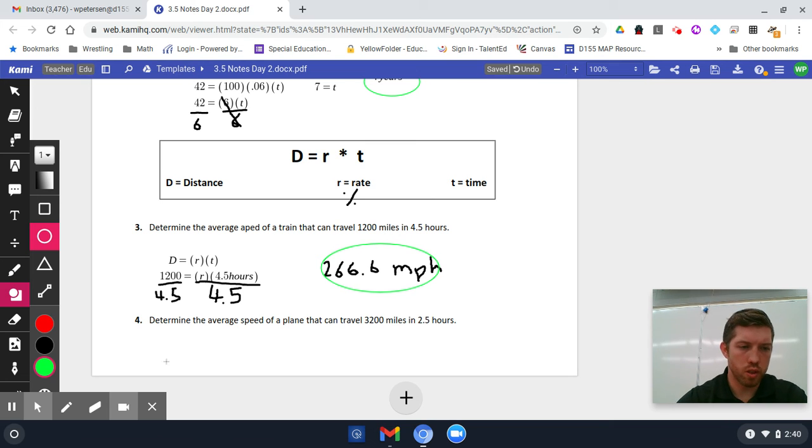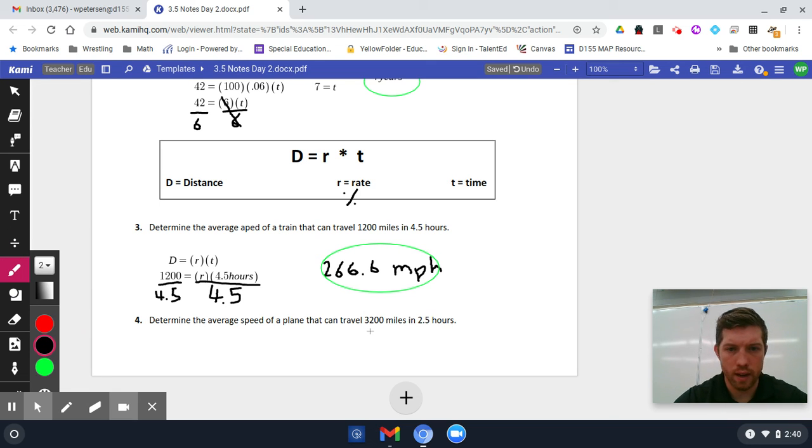All right, so we got a similar situation down here where we are given that we have to travel 3,200 miles in 2.5 hours. So we're going to take our 3,200 miles, and that is set equal to our rate times hours. And we are given our hours, that's 2.5. And again, that is multiplication that's happening. So how do we undo multiplication? Well, we use division. So we're going to divide both sides by 2.5.